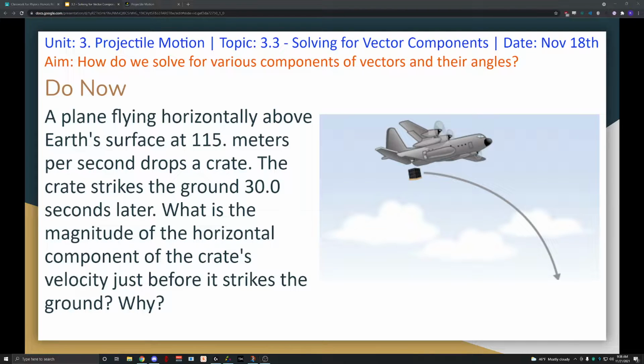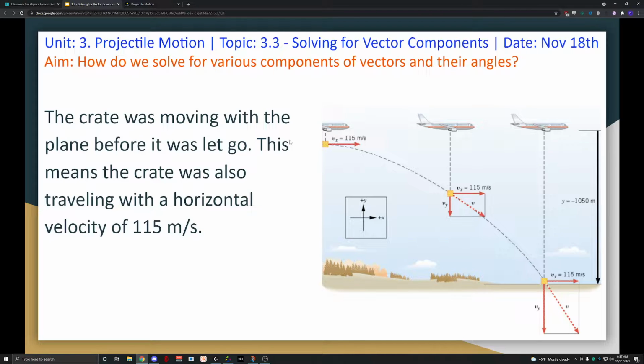Alright, so this is lesson 3.3, solving for vector components. Now I'm going to skip the do now. I'm going to explain it really quickly, right? So the do now question was, what happens to your horizontal velocity of the crate as the airplane releases the crate?